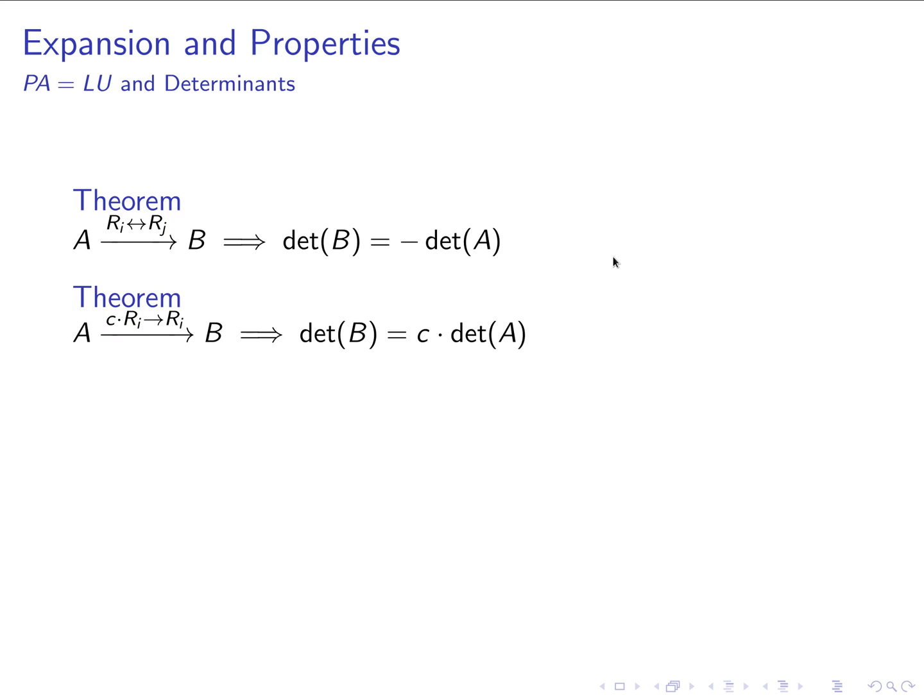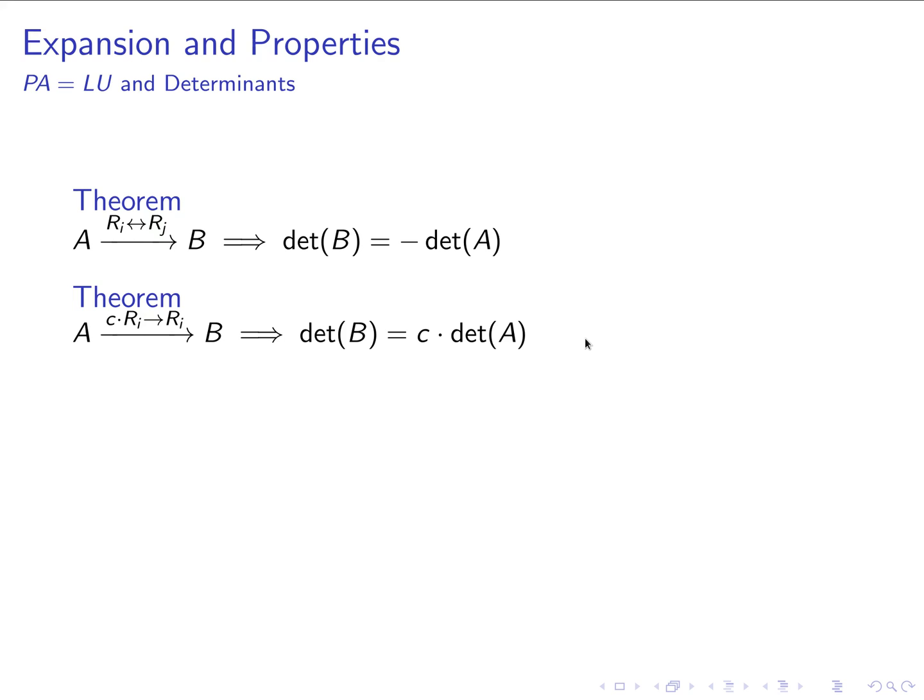Our second theorem says, let's say we start with a matrix A, and we scale one row of that matrix by a number C to obtain a matrix B. In this situation, the determinant of the new matrix is related to the determinant of the old matrix. The determinant of the new matrix B turns out to always equal the number C we used to scale our row multiplied by the determinant of the original matrix. So row scaling results in scaling determinants.